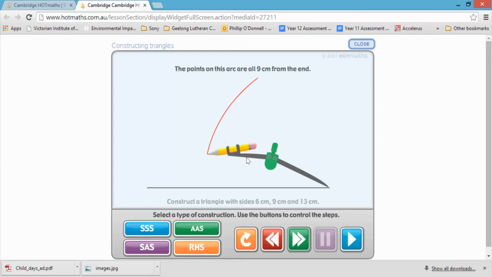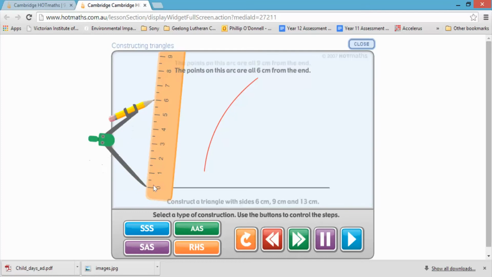Okay, there's one arc. Now the next step is that we're going to take this point of this compass, put it over here, and how far between the point and the pencil do you think we're going to put in? Hopefully you said 6 centimeters. Well, let's have a look. Okay, point goes there, 6 centimeters, and that's our third side.